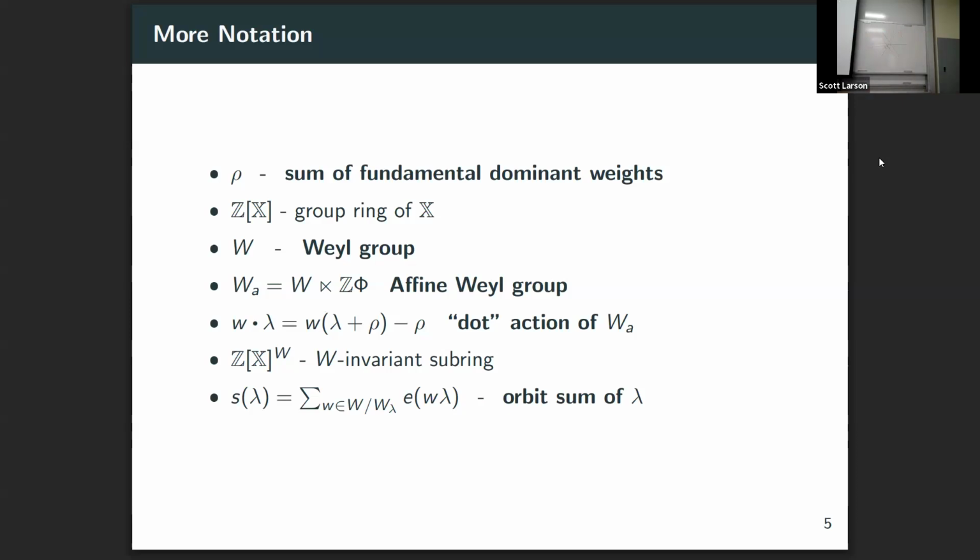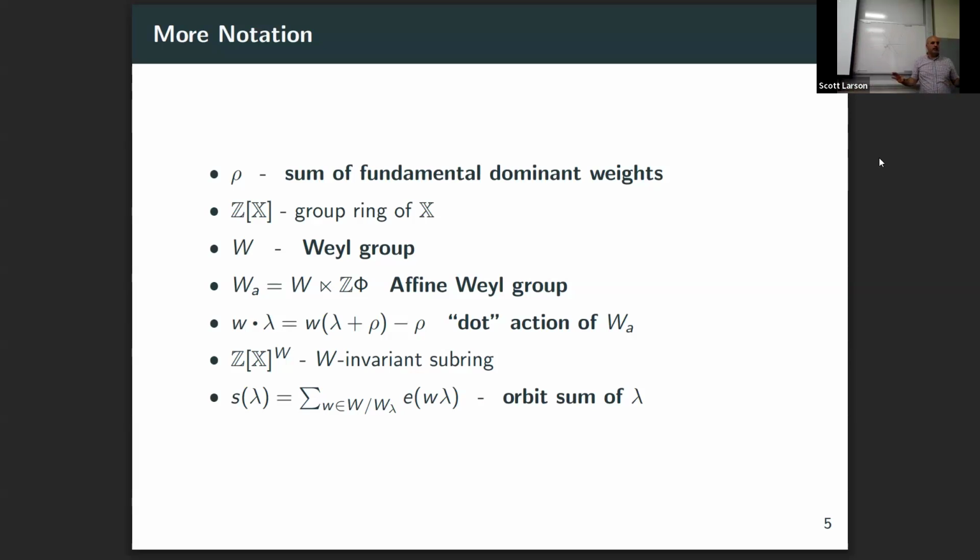And then the W invariants, the regular action of W acting on X, the W invariants of this group ring, this is where the characters of G-modules live. This is going to be really important right now. For every dominant weight lambda, we'll denote by S of lambda the orbit sum of lambda in here, which will be a W-invariant element. So the idea is, if I think of my basis elements in this group algebra as being like e of a weight, something in the weight lattice, then for lambda dominant, I'm just going to take all of its Weyl group orbits and sum those up, and that's a W-invariant element. And every character of a G-module has to be a non-negative sum of these things right here. So those are going to pop up in our work.